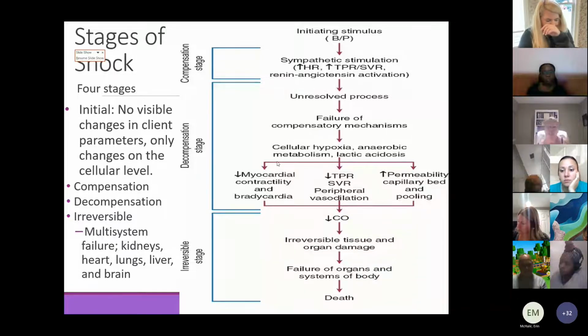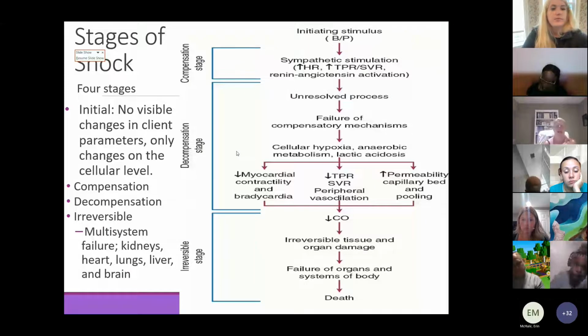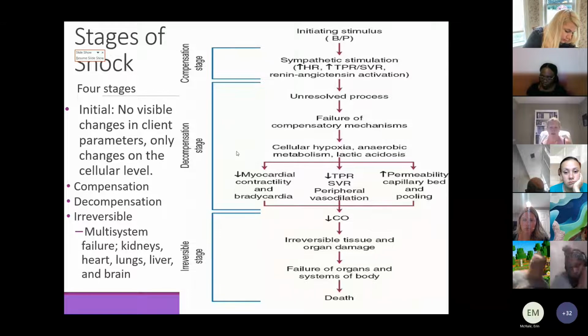Whatever's causing the stage of shock, no matter what it is, if it's cardiogenic or it's a UTI, whatever it is, it is going to cause an issue with our blood pressure. And then we're going to see our sympathetic system start to come into play. We're going to increase the heart rate. We're going to see that renin-angiotensin activation, trying to get that blood pressure up. That's all during the compensation stage. And that makes sense. So any of our compensatory mechanisms we're going to see during that stage.